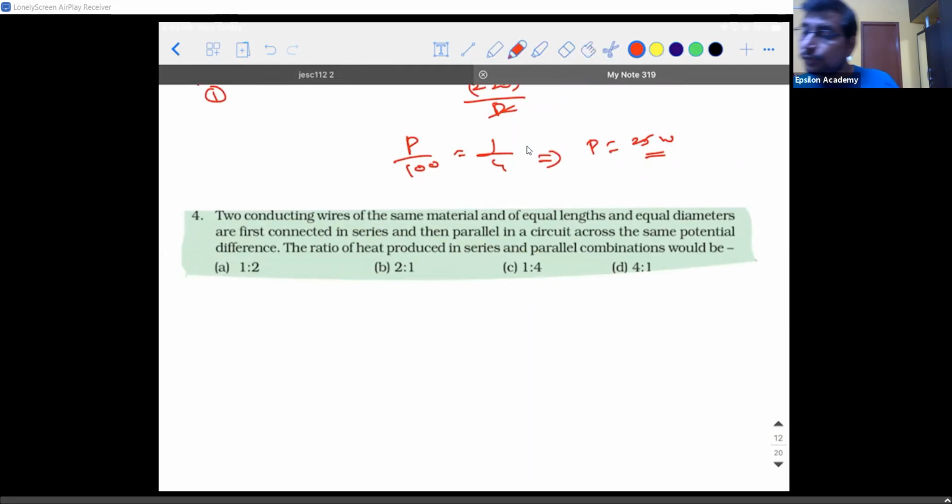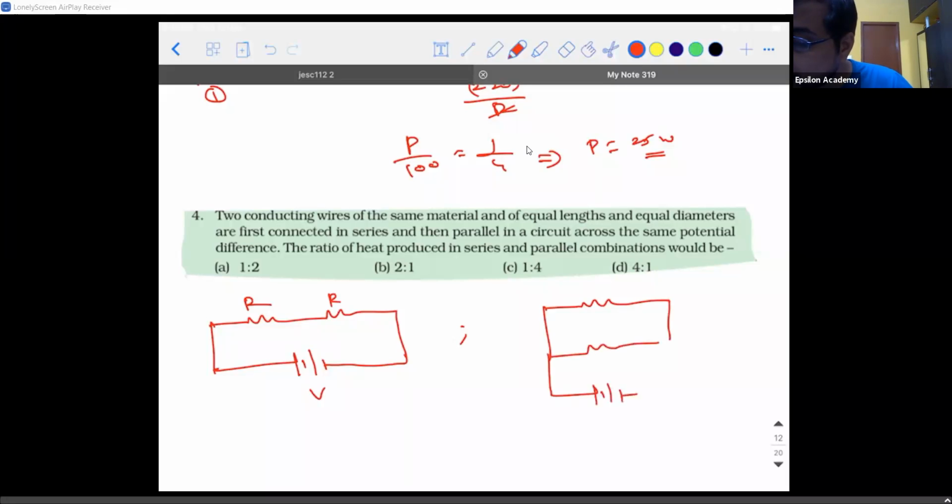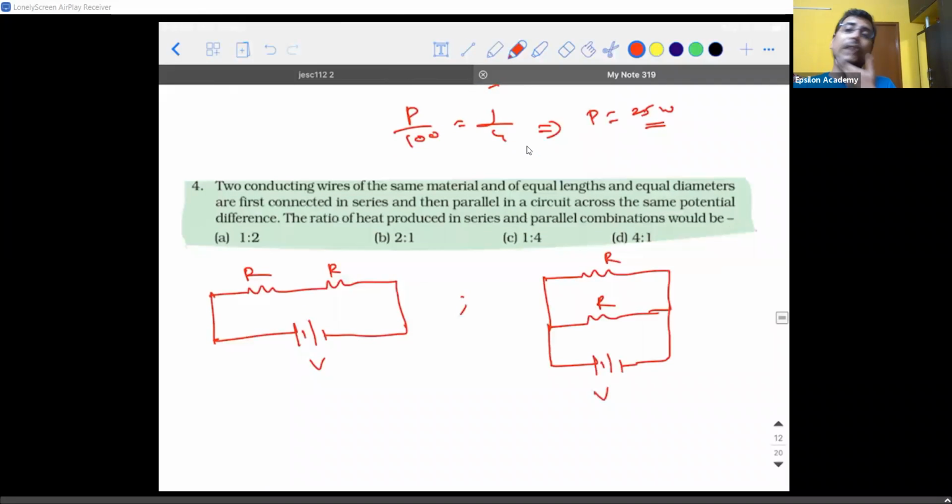Now, the ratio of heat produced in series and parallel combination. First, they are connected in series. R and R, they are connected in series across the same potential source V. Then they are connected in parallel across the same potential source V. How to find the heat generated in both the cases?